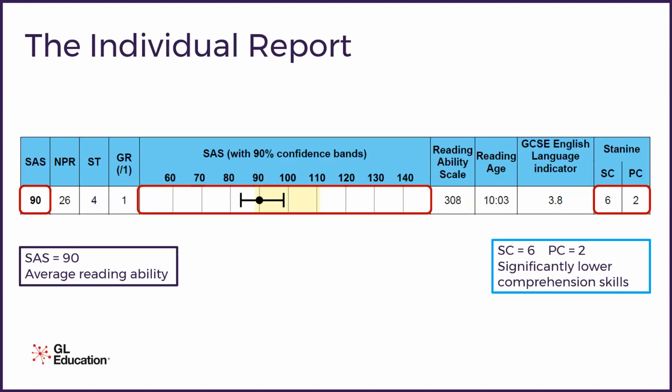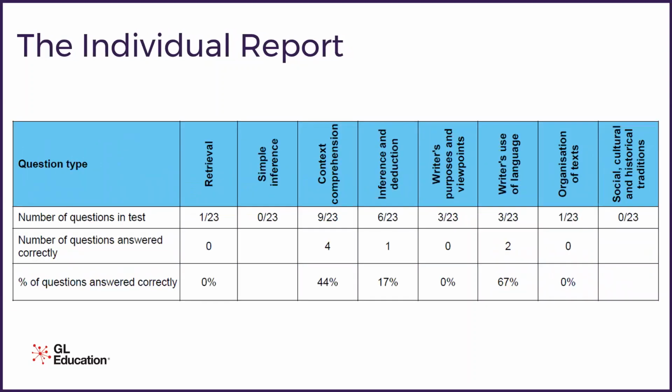The sentence completion score lies within the average range, which is Stanines 4 to 6, but the passage comprehension score is in the low range. This individual may appear to be a fluent reader, but may find understanding the words a challenge. We can further explore the individual report to find out exactly where their difficulties lie.